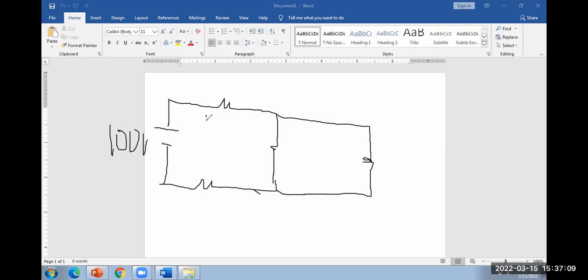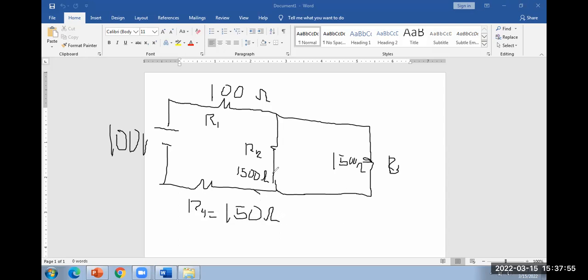So meron akong R1. R1 is 1,000 ohms. Then R2 is 1,500 ohms. I have R3, which is also 100,500 ohms. Then meron akong R4, which is 150 ohms. Yan, so complex.